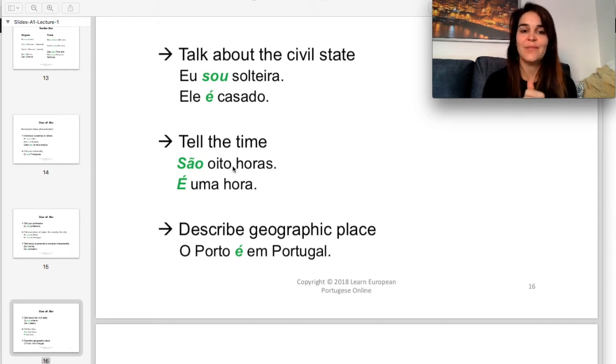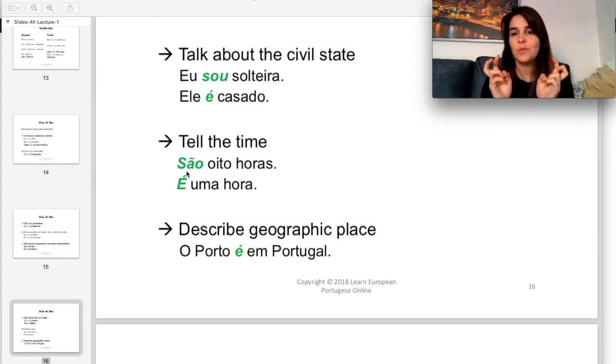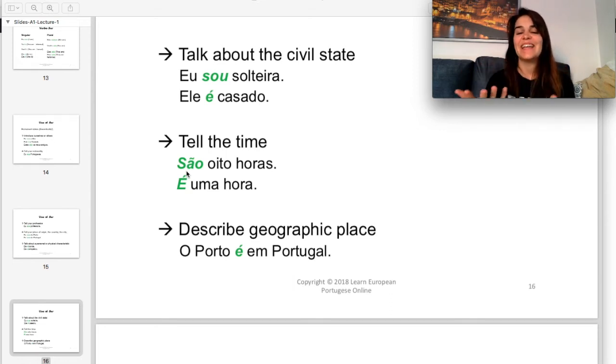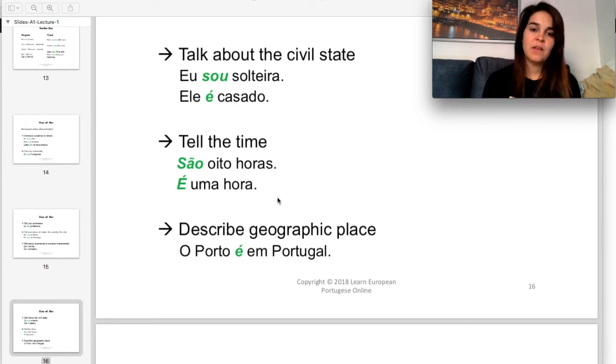So we say something like são 8 horas. This would be translated into there are 8 hours, something like that. But it means it's 8 o'clock, and é uma hora, it's 1 o'clock, for example.